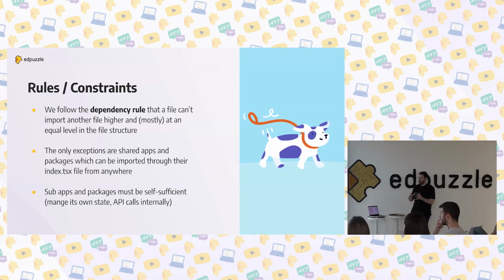So what are the rules and constraints with these pieces that we have? We follow the dependency rule that a file cannot import another file that is not within itself. Basically, we follow the arrow from the outside to the inside. We cannot import back unless what you're importing is a shared app or a package. And if you're doing that, you're importing their index file. You cannot go deep and retrieve something from the inside. Otherwise, you're not going to allow developers to change it with confidence. And sub-apps and packages must be self-sustaining, manage their own state, make API calls to the namespace that we granted them, et cetera, et cetera.